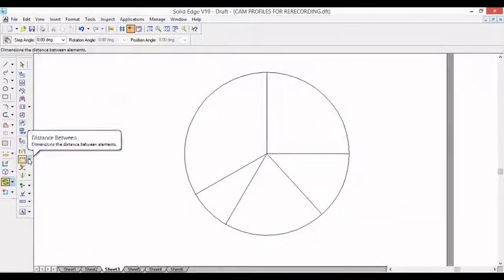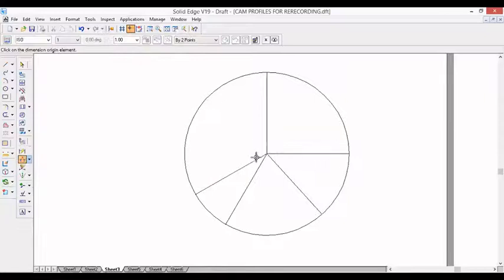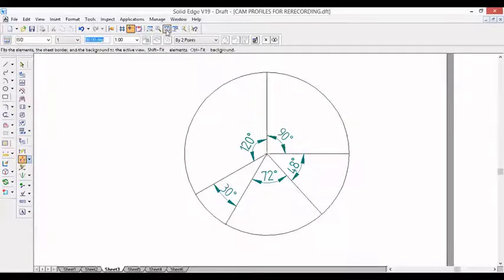I show the angle. So this angle is 120 degree and this angle is 30 degree. This angle is 72 degree, 48 degree, and remaining will be the dwell 90 degree. The cam angles, all angles are projected.